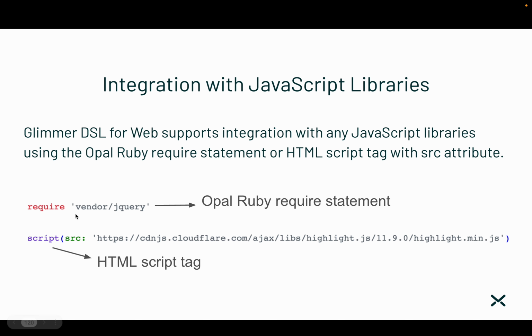You would just do require vendor jQuery, and it'll automatically load jQuery.js from the vendor directory under your Opal directory. So this will load it from your vendor directory. Here you can just link to JavaScript indirectly by declaring a script tag in your HTML, like in your layout, and then that's how we link to a library like highlight.js.